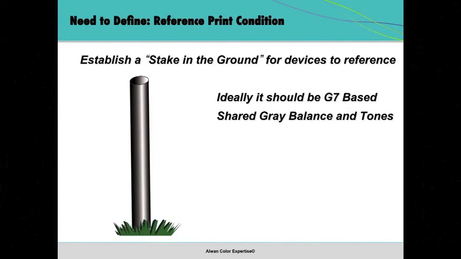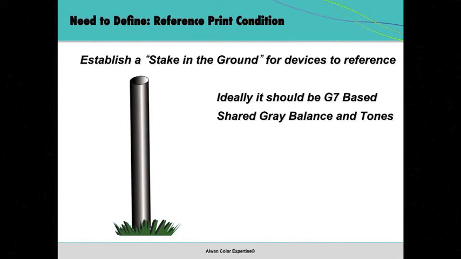Let's go back and talk more about our reference printing condition. And I like to refer to this as a stake in the ground. And ideally, the reference condition should be a G7 based condition. And when we say G7, G7 is a methodology that defines the gray balance and tonality for how different output devices on any substrate image color.